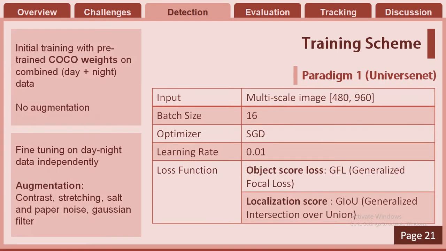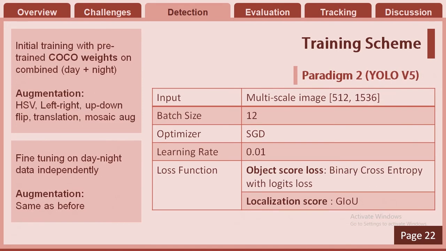Then we trained UniverseNet, where we first fine-tuned the model on the whole training data on COCO pretrained weights using the default settings. Then we further fine-tuned the model on the day and night data independently. At this stage, we used some basic augmentation.